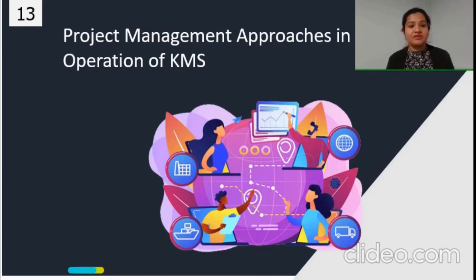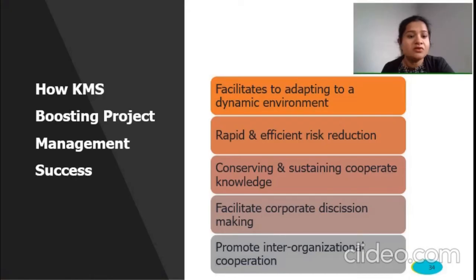Let's see project management approaches in operation of knowledge management systems. A good knowledge management solution can improve corporate project management effectiveness and boost project success in 5 ways. KMS enhances internal procedures and processes of the firm for better, quicker, and more effective operations. It enables rapid and efficient risk reduction by replicating successful project methods and preventing errors. It also aids in conserving and sustaining corporate knowledge to meet project managers' information needs. Further, it concentrates on ideal results that assist project teams in achieving critical business objectives. Finally, KMS brings up a shared understanding of information and content.